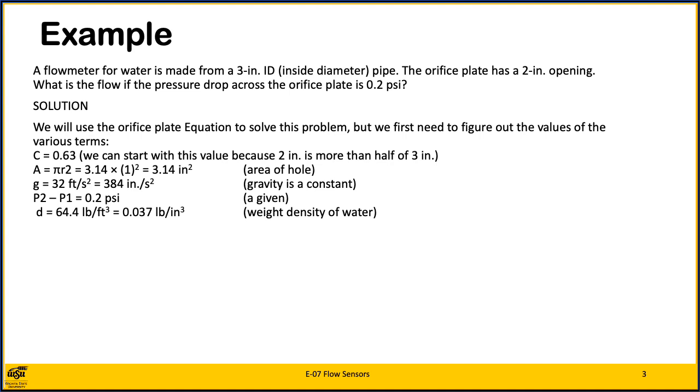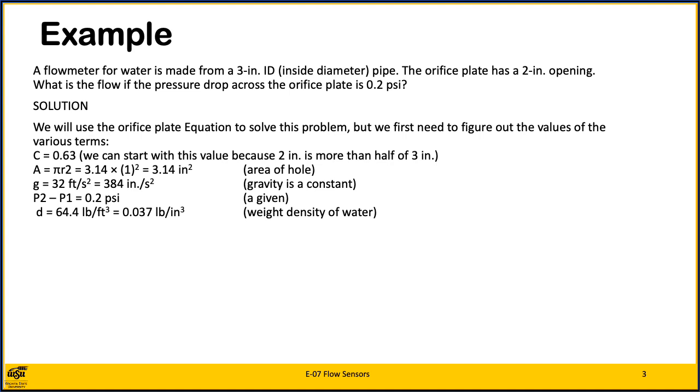We will use the orifice plate equation to solve this problem, but we first need to figure out the values of the various terms. C is 0.63. We can start with this value because the 2-inch opening is more than half of the 3-inch pipe. The area of the hole is 3.4 square inches. G, we know, is 384 inches per second squared.